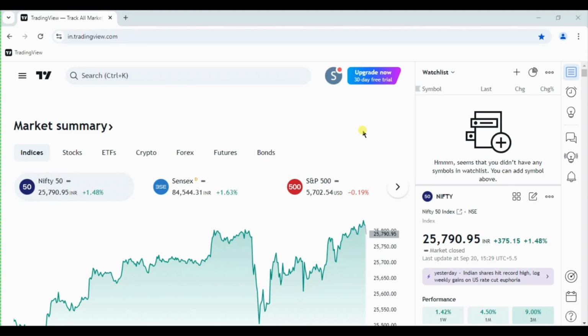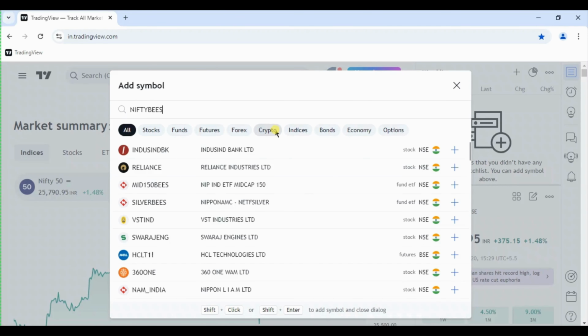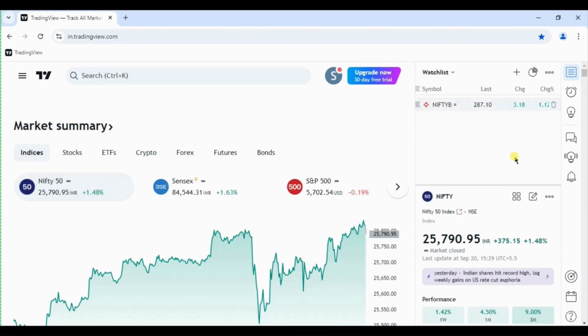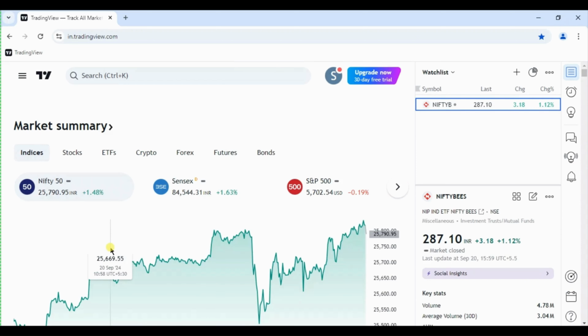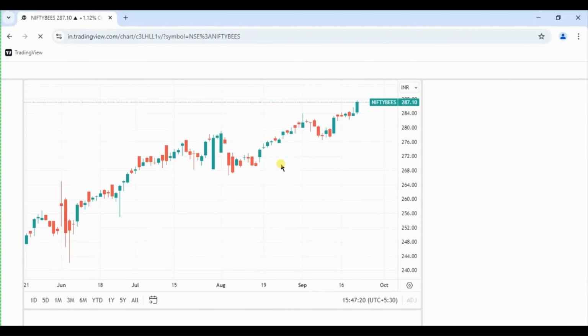Let's add Nifty Bees ETF to the watch list. For this, navigate to the watch list section and click on the plus icon. Search for Nifty Bees and select this option. Now click on Nifty Bees ETF and then click on the Nifty Bees chart. So this will open the chart of Nifty Bees ETF.